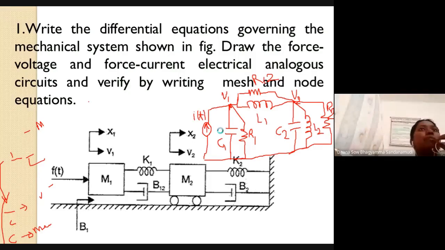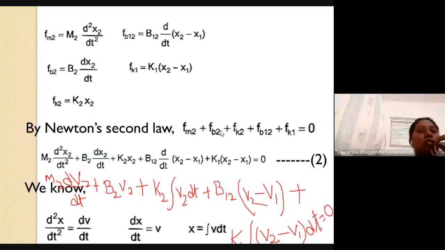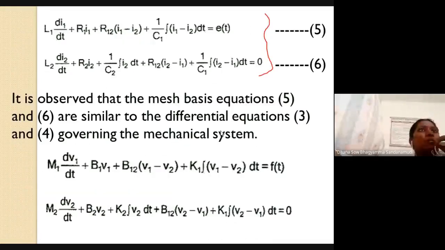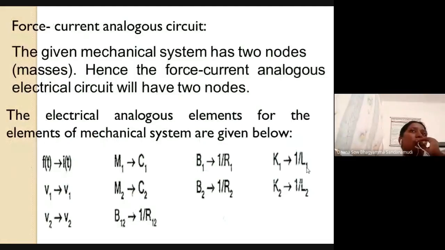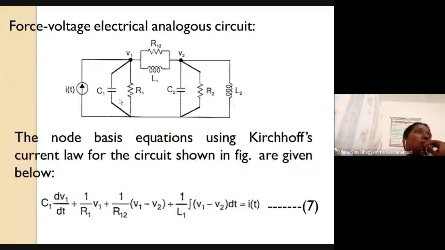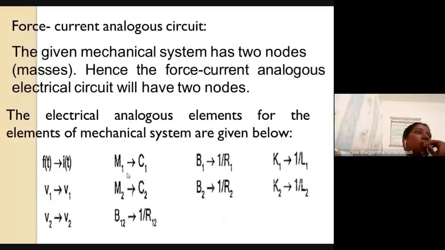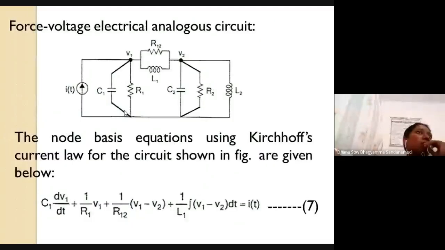So let us go to the circuit which I have already drawn. Okay, so this is the circuit. These are all the analogous terms. K1 is analogous to 1 by L1. K2 is analogous to 1 by L2. B1 is 1 by R1. B2 is 1 by R2. That's why they have connected these terms in parallel. It is directly proportional, meaning M1 is analogous to C1, M2 is analogous to C2. That's why we have connected them in parallel. If it is 1 by, then we might have connected in series. Remember that. Now we have got this.